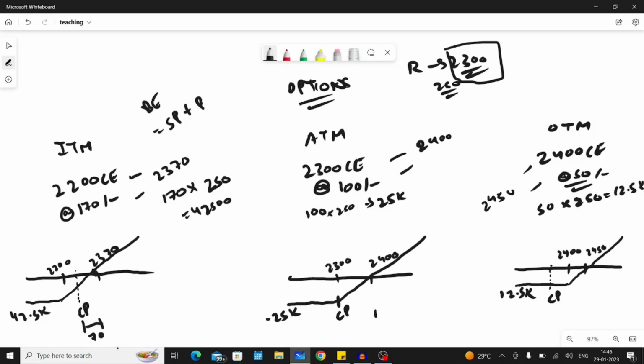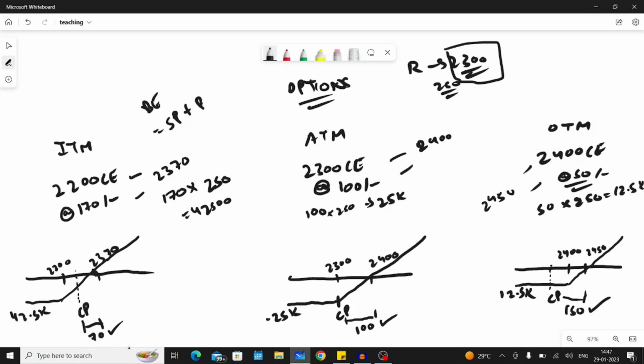Similarly, in the at the money option, break even is 2400, current price is 2300. So this distance is 100. And in this out of the money option, this price is 2450 and current price is 2300. So this distance is going to be 150. So what I'm trying to say here is, in order for the buyer of an option to start making profits, the out of the money option has to make a move of 150 points, whereas the at the money option has to make a move of 100 points, and the in the money option has to make a move of only 70 rupees.